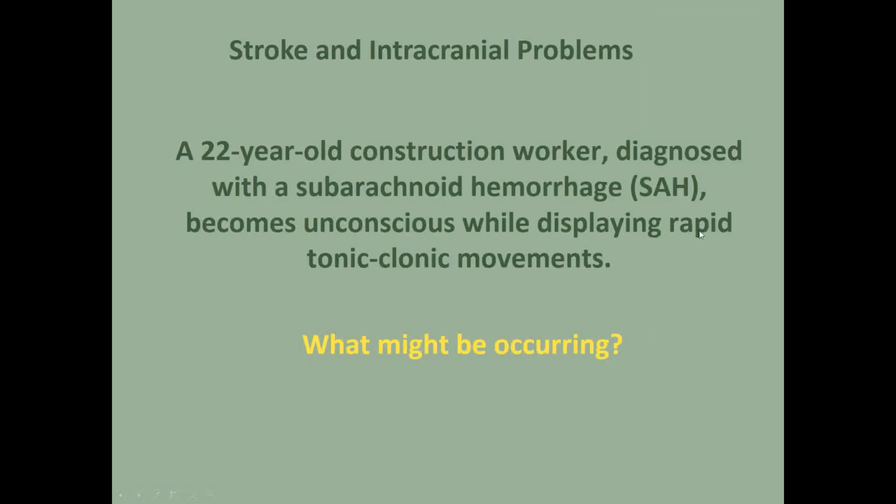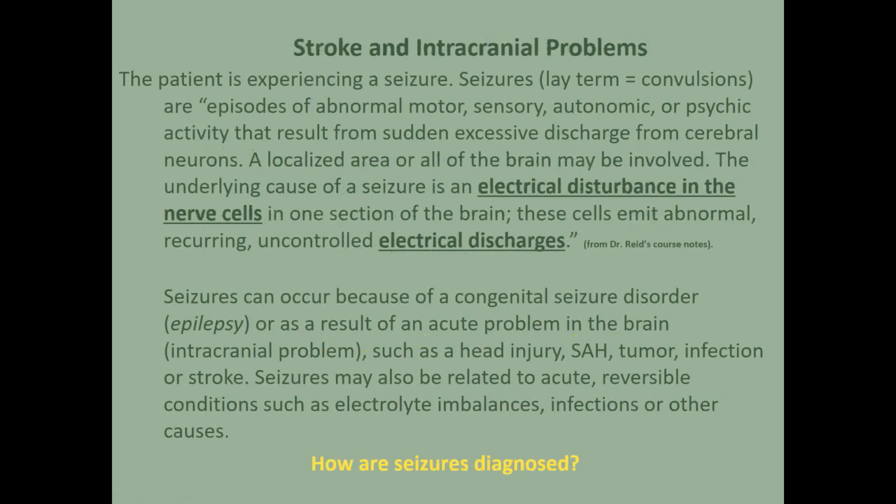So we go back to our 22-year-old construction worker who was diagnosed with a subarachnoid hemorrhage, and he becomes unconscious while displaying rapid tonic-clonic movements. So what might be occurring? Well, we figure that this patient who had an intracranial problem is at risk for having a seizure and is now experiencing a seizure. We know that the common term is convulsions, and here is what they are.